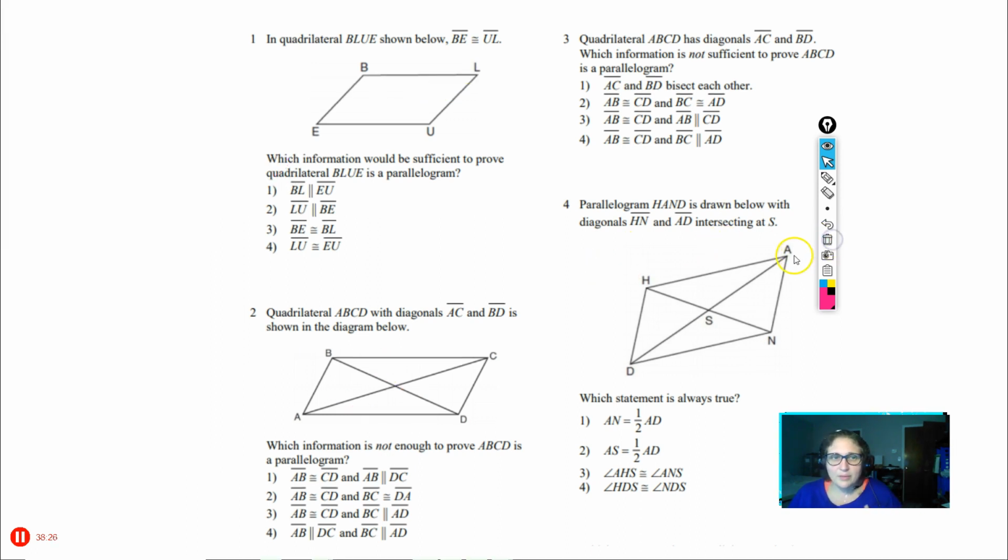All right, let's look at a couple other ones. Here we have quadrilateral blue. It tells us that BE and UL are congruent. And then it says, what other information do you need to know?